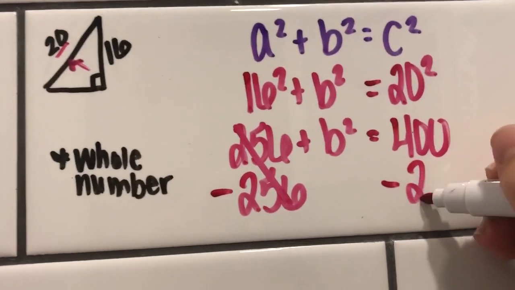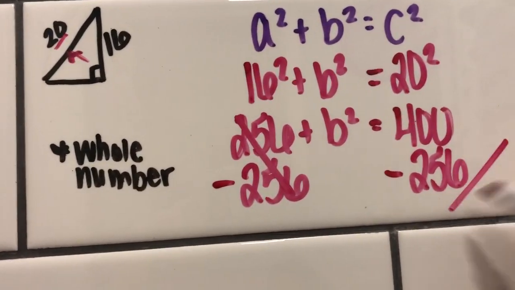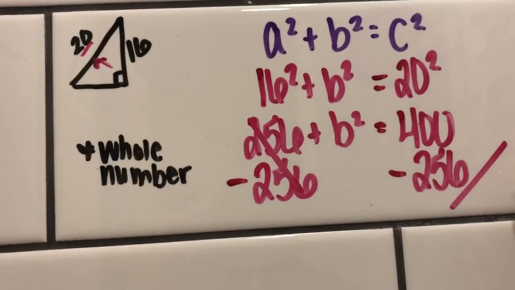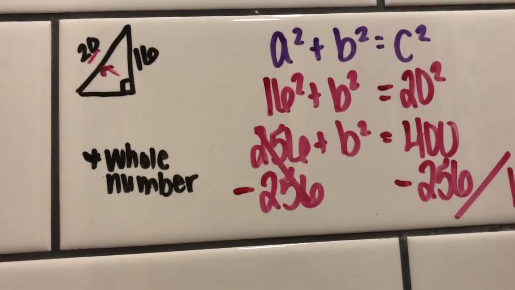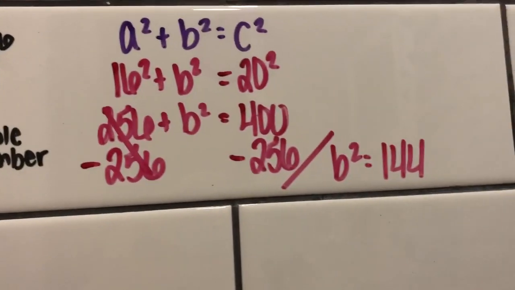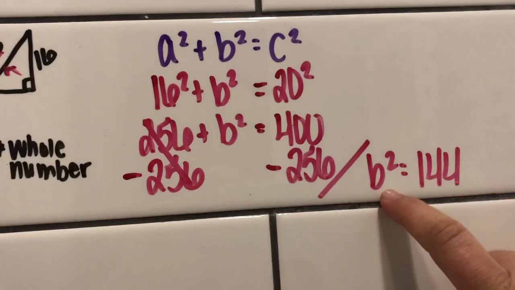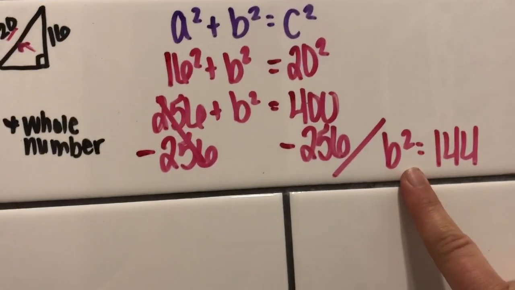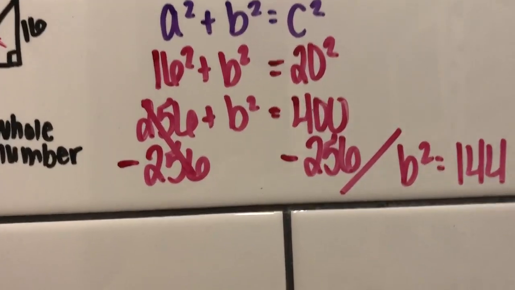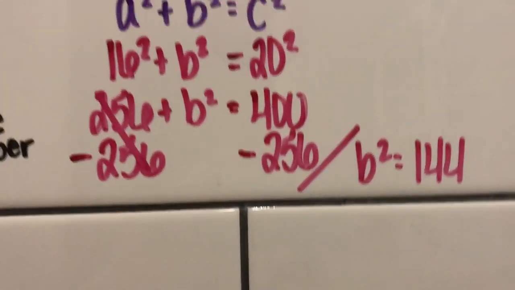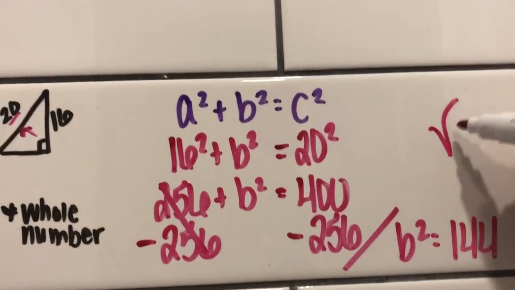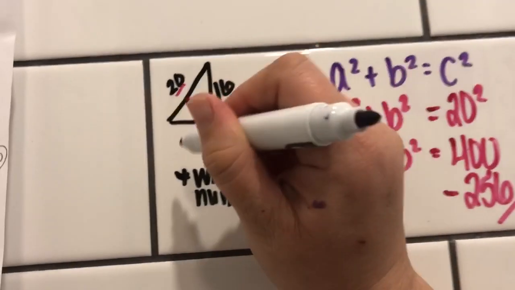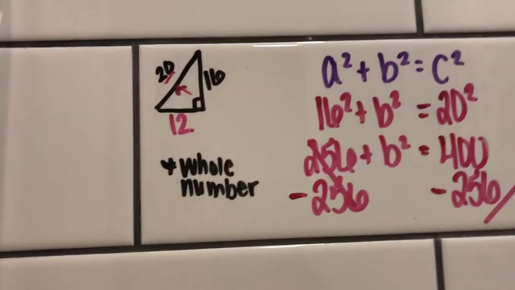Remember, if you do it to one side, you've got to do it to the other. We spent a lot of this year on that. And 400 minus 256 leaves me with B squared equals 144. Now I'm not done yet. That B is not alone. It's got that exponent attached to it. To undo the squared, to undo that B squared, I'm going to do the square root of 144. And I know that the square root of 144 is 12. Therefore, this side length is 12.